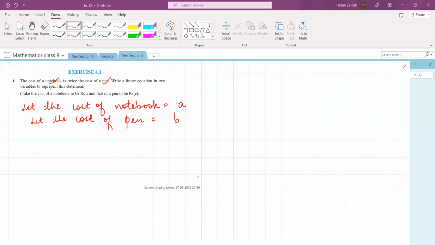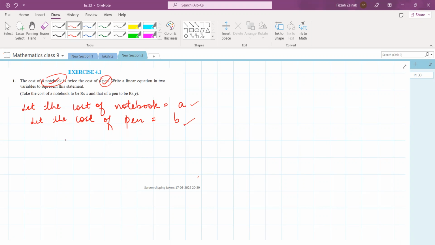The cost of a notebook. So there are two things, right? One is a notebook and one is a pen. So the cost of a notebook is twice the cost of a pen. So we can assume the cost, like I have assumed it A and B. You can assume it X and Y or anything you want. So the question is saying the cost of a notebook is twice the cost of a pen.